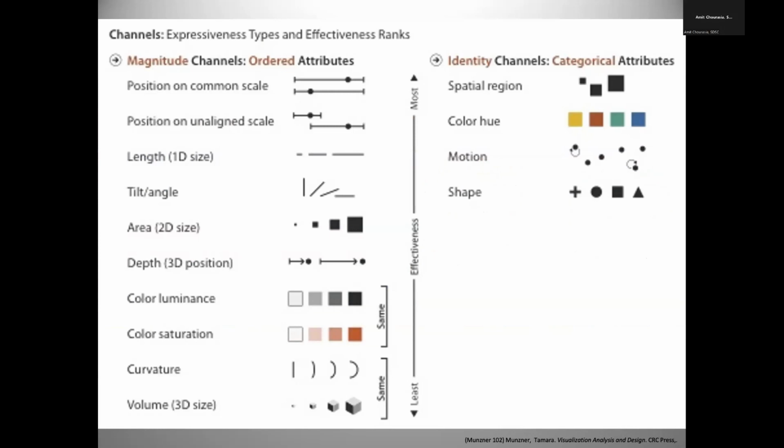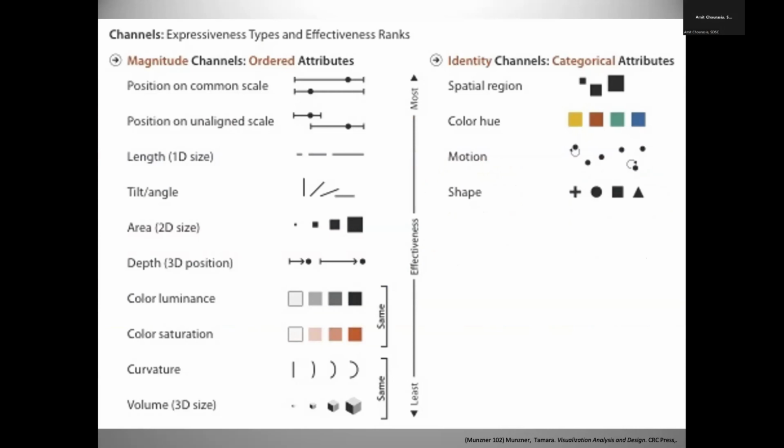And we can see that position on a common scale for magnitude channels is really the most effective and expressive one, followed by position on unaligned scale, followed by length, followed by tilt, then area, depth, color luminance, and so forth. On the right side, we have identity channels. So we have spatial regions as the highly effective channel. Then we have color and hue. Then we have motion and shape. And we shouldn't be using motion that much anyway. That needs to be used very sparingly because it has a tendency to overwhelm everything.